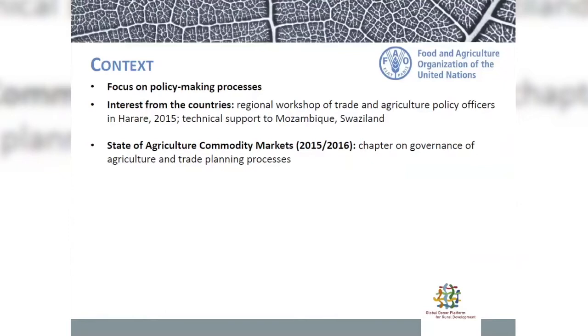We saw at the time that the focus is mostly on policy-making processes, on how these agriculture and trade policies are designed. And we received requests from several countries to go there and implement projects that will support the harmonization or the alignment of agriculture and trade policy-making processes. Even before this FMM project was implemented, we started that work in Mozambique and Swaziland. And we also included one whole chapter on governance of agriculture and trade planning processes in one of the FAO flagship publications, SOCO, the State of Agricultural Commodity Markets.